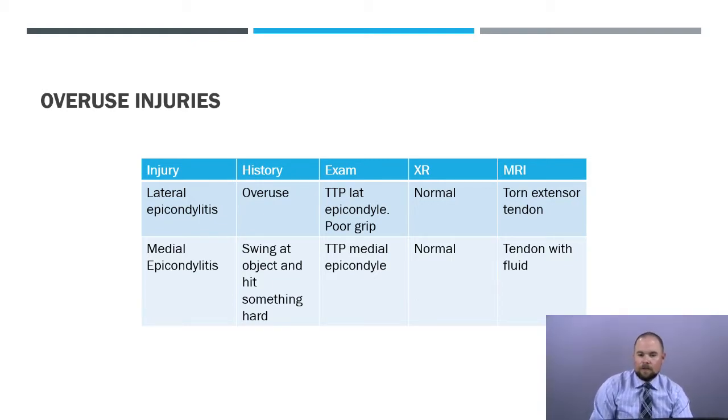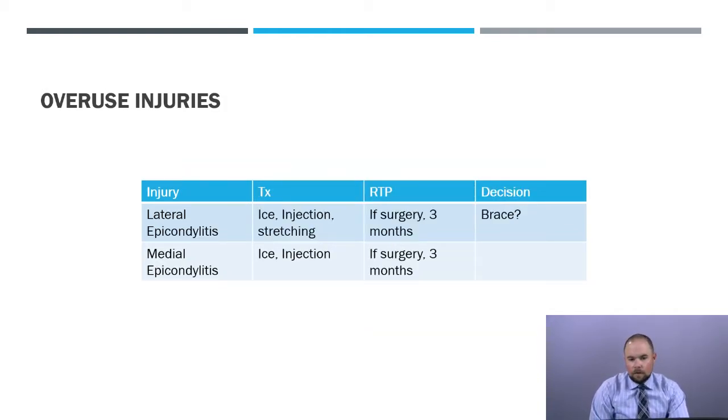X-rays here are going to be normal. You can see some calcific tendinitis in this area as well, so that may be some finding as far as causative of pain. MRI, you're going to see that the tendon's either partially torn or that there's just inflammation or tendinitis. Treatment here, so we talk about, again, ice, anti-inflammatories, stretching maneuvers.